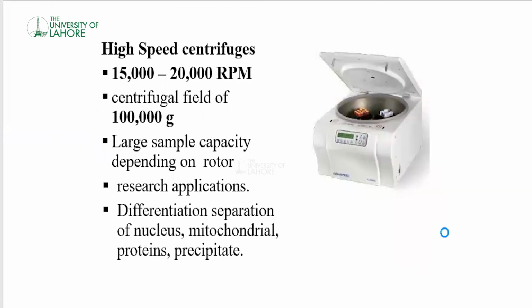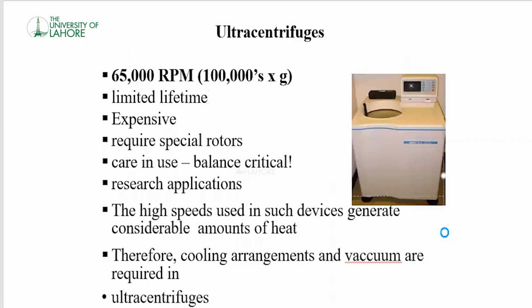High-speed centrifugation. What is high-speed centrifugation? Its name shows that it works at a high speed. Its speed is approximately 15,000 to 20,000 RPM, and the centrifugal field varies up to 1 lakh. Large sample capacity depending upon the rotor. Research application: separation of nuclei, mitochondria, proteins, and precipitates. Ultracentrifugation has more speed than the others. Its speed is about 65,000 RPM, but its lifetime is limited. It is expensive and requires a special rotor and special care.